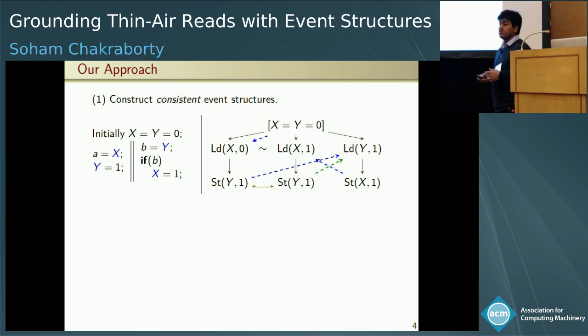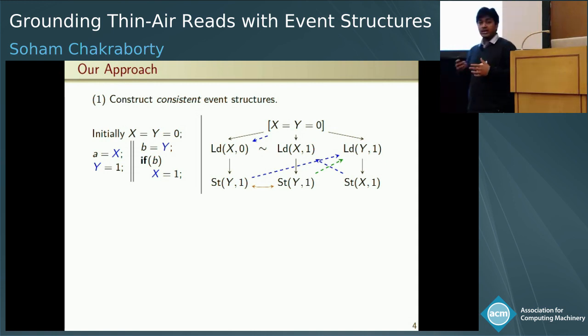So given a program, we come up with a consistent event structure. We come up with one or multiple event structures for a given program. An event structure is a graph where the nodes represent the events, or the shared memory accesses, in a concurrent program. And there are certain relations among these events. One event structure may capture one or multiple executions.